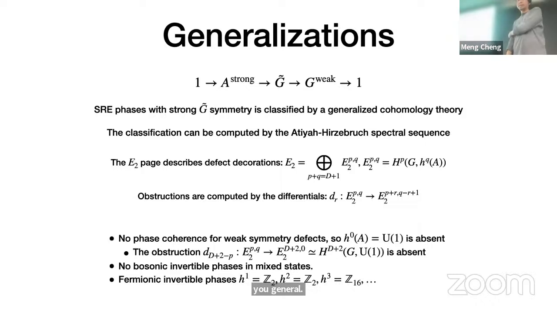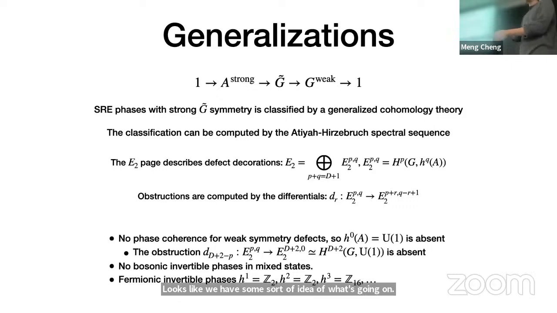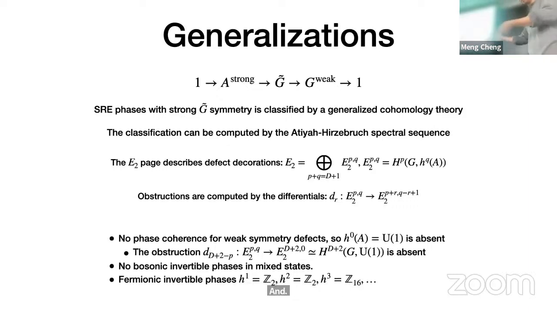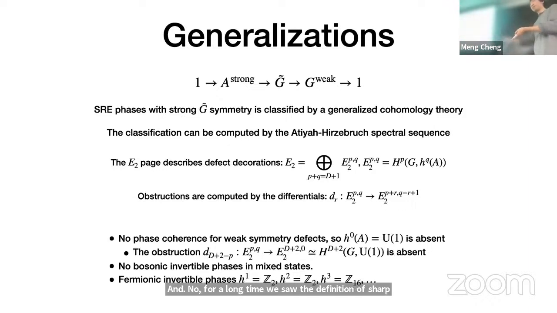All right. Okay, so it looks nice. Looks like we have some sort of idea of what's going on. But remember, all of this is based on the assumption that the symmetry is localizable. We can localize the symmetry. And for a long time we thought the definition of short-range entangled state would imply this localization property, because we assume the short-range entangled mixed state, by definition, can be purified into a short-range entangled pure state. And we know for a short-range entangled pure state, you can localize the symmetry. But it turns out that it's not quite the case.